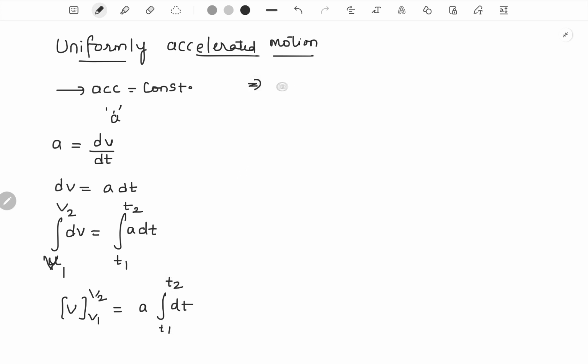So what would we get? If we substitute upper and lower limits, we would get v2 minus v1 is equal to a into the integral of dt, which is mathematically equal to t, with upper and lower limits t2 and t1. Now t2 minus t1 basically represents the time interval you are considering. Let's say we assume t1 is equal to 0, indicating the initial instant of time from where you started observing the motion of the body.